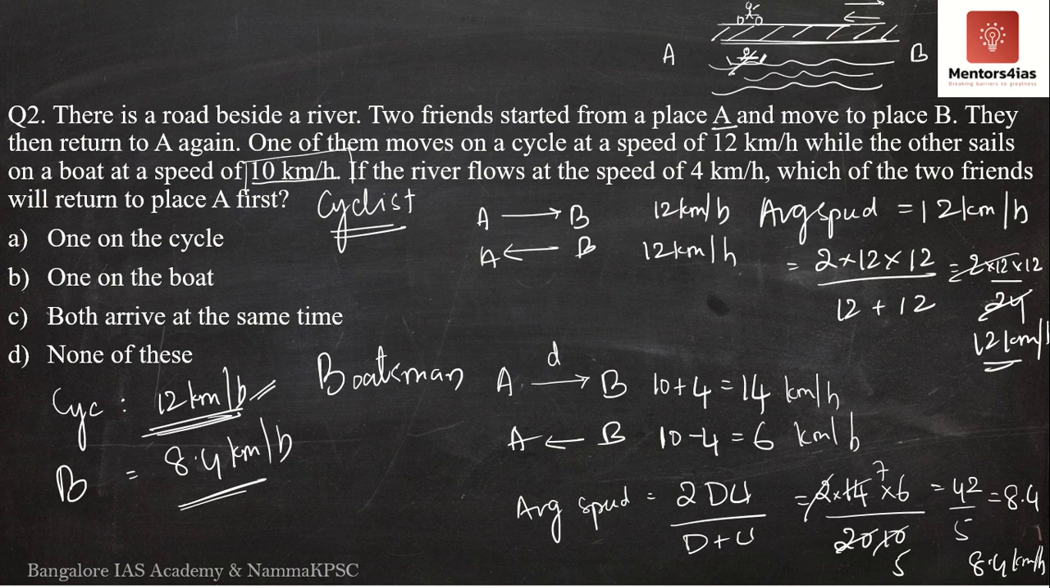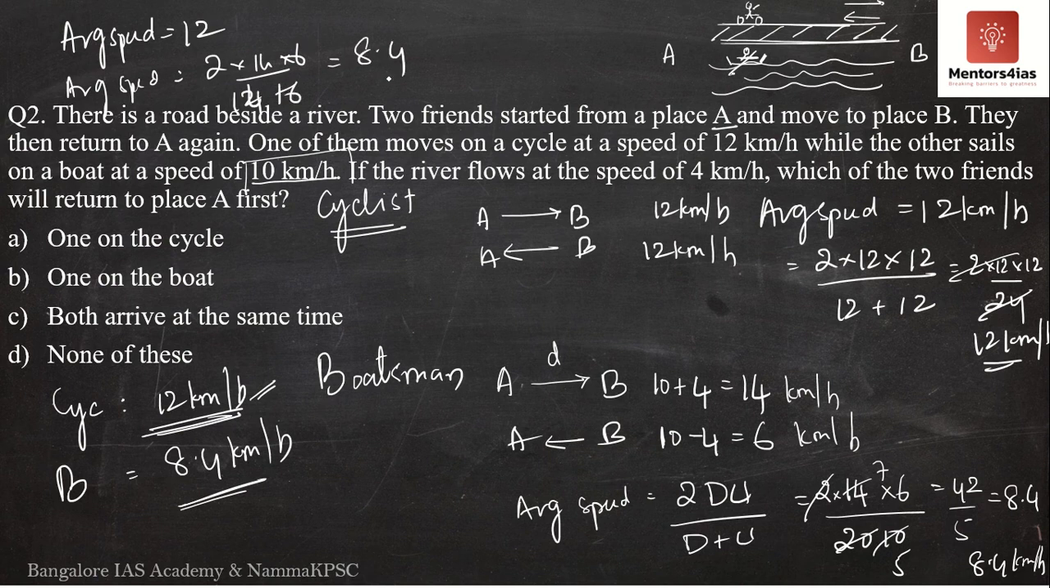Okay. Now, in order for me to explain this problem, I obviously took more time. But if you are going to solve the same question in your examination, how much time do you think it would require? Not even 20 seconds. As soon as you read the question, you should be able to write average speed of cyclist, 12 kilometers per hour. Average speed of the boatsman, 2 into 14 into 6 divided by 14 plus 6. How much time do you think it will take you to get 8.4? 10 seconds? Of course. Maybe it should not be more than 10 seconds.